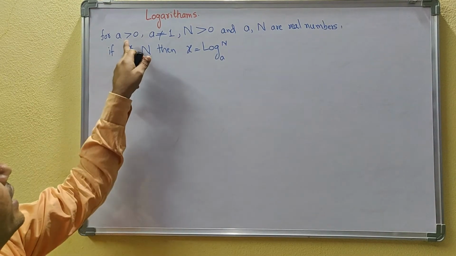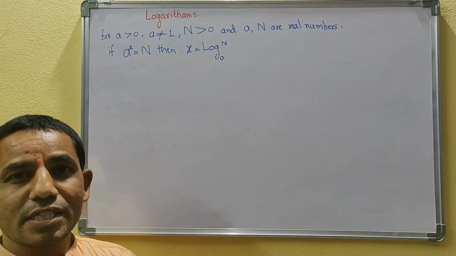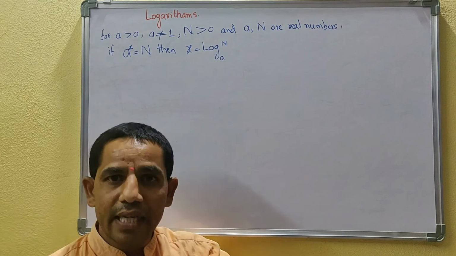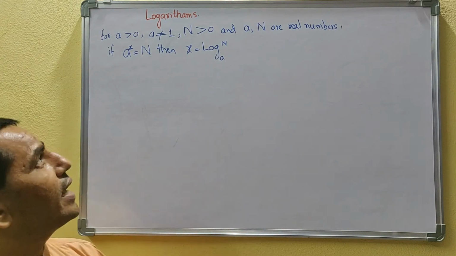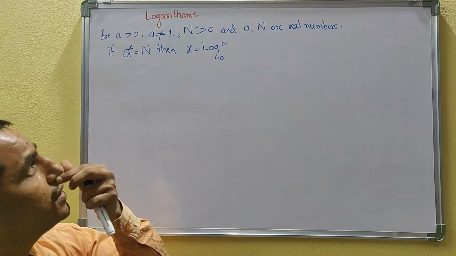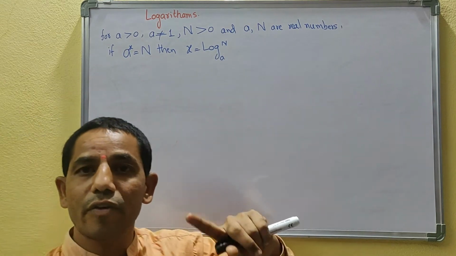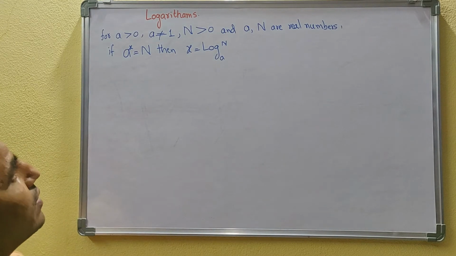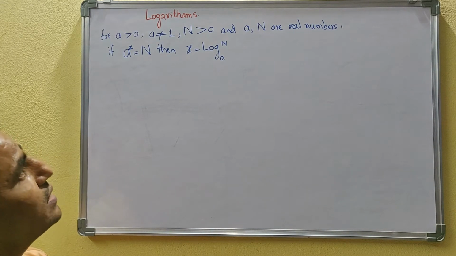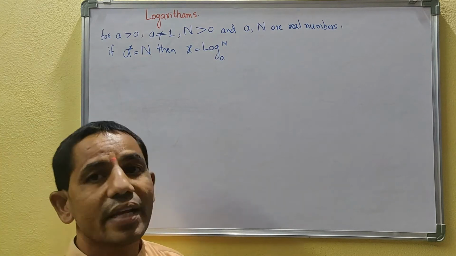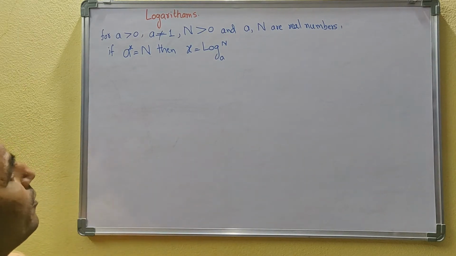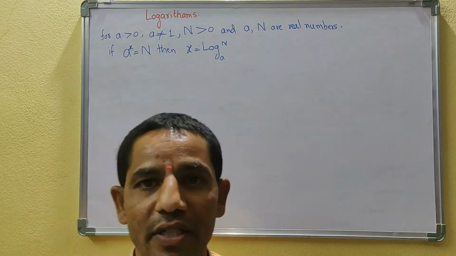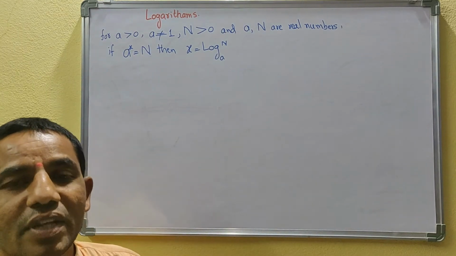This is the definition of the logarithm. Here a greater than 0 and a not equal to 1 means a is equal to 2, 3, 4 and so on. Here n greater than 0 means the n value you take is 1, 2, 3, 4 and so on. So if a to the power of x is equal to n, then x is equal to log n to the base a. This is the definition of the logarithm.